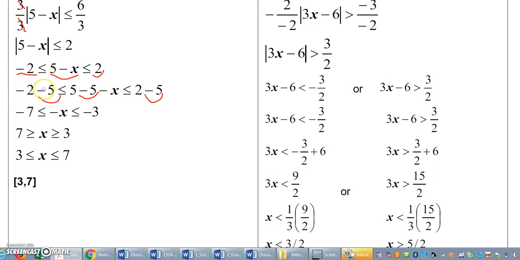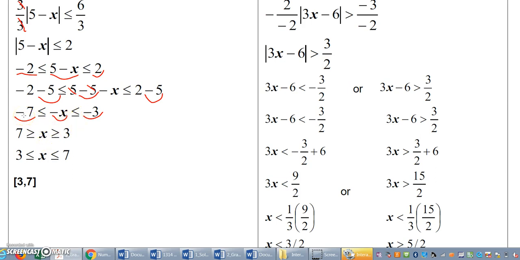So now I have negative 2 minus 5, which is negative 7. In the middle, the 5's cancel, and I just have the minus x. And then 2 minus 5 on the right is negative 3. Now, since I want that to be x and not negative x, I can multiply everything by negative 1. So let's just do that in our head here. But when we do, make sure we remember to flip the signs over. The inequality signs reverse direction. So remember, I'm going to multiply everything here by negative 1. So that's going to flip this less than or equal to a greater than or equal to, and this less than or equal to a greater than or equal to.